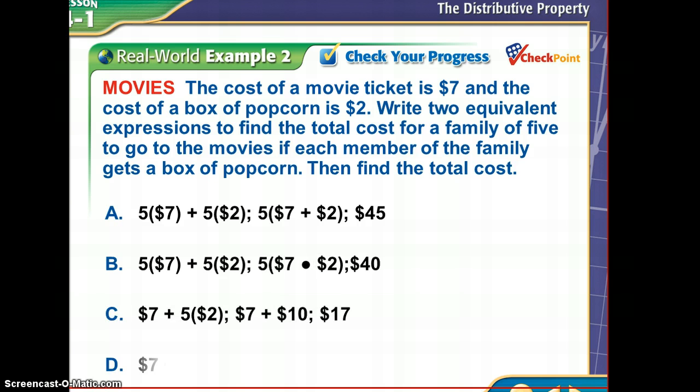And now it's your turn. The cost of a movie ticket is $7 and the cost of a box of popcorn is $2. Write 2 equivalent expressions to find the total cost for a family of 5 to go to the movies if each member of the family gets a box of popcorn. Then find the total cost. Take a minute and work through that problem.